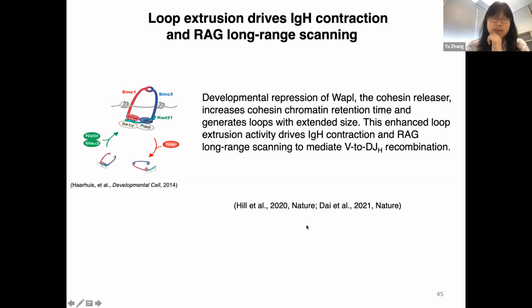And these two studies show that there is developmental repression of WAPL protein in the pro-B cells. WAPL is a cohesin releaser, or a node that unloads cohesin from chromatin. Therefore, this physiological depletion of WAPL can increase cohesin chromatin residence time and generate loops with extended size. This enhances loop extrusion and can therefore drive the edge-edge contraction via loop extrusion, and also RAG long-range scanning to make them reach the distal Vs to mediate V2DJ recombination.